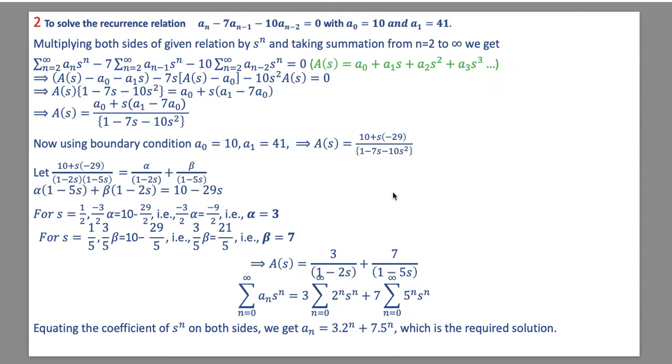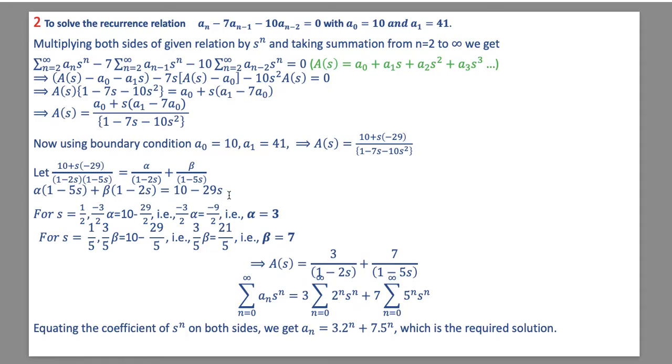Now we will resolve it into partial fractions. The factors of 1 minus 7s minus 10s square are 1 minus 2s into 1 minus 5s, because 5 into 2s are 10s square, and minus 5s and minus 2s are minus 7s. LCM is 1 minus 2s into 1 minus 5s. So alpha into 1 minus 5s plus beta into 1 minus 2s is equal to 10 minus 29s.